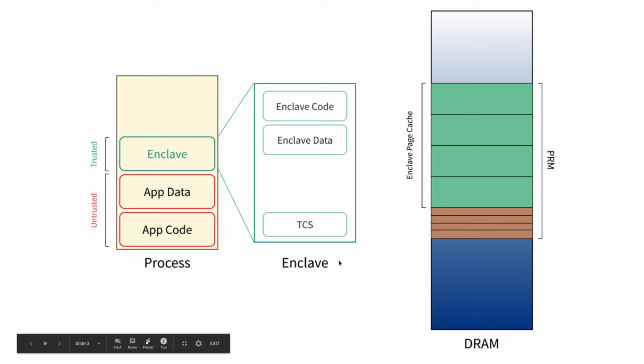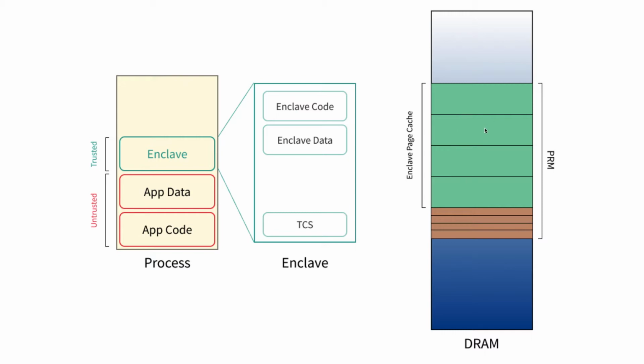Now, one downside over here is that for every system, the PRM is limited to only 128 megabytes, and after the metadata, only around 96 megabytes is available for all the applications to use as their enclaves. But in Linux systems, there is demand paging available with extra encryption via the MEE.